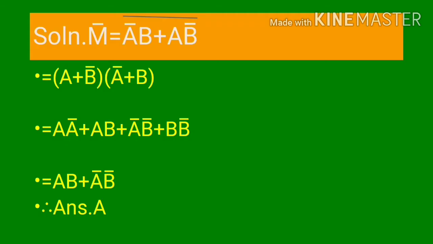From the given data, negation of m equal to negation of a bar b plus a b bar. Then simplifying, it will be equal to a plus b bar into a bar plus b. Once again multiplying, a bar plus ab plus a bar b bar plus b b bar. Simplifying, a bar a and b bar b cancelled. Therefore ab plus a bar b bar. Therefore answer A is the correct answer.